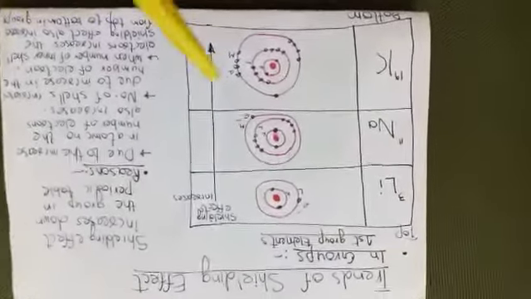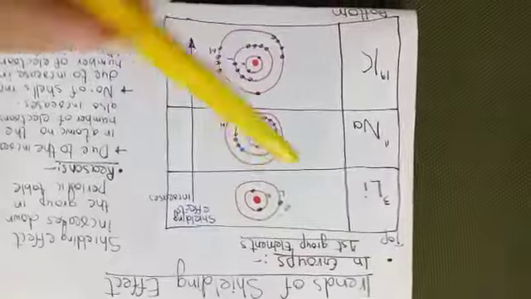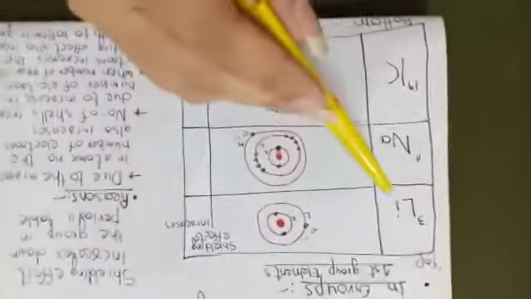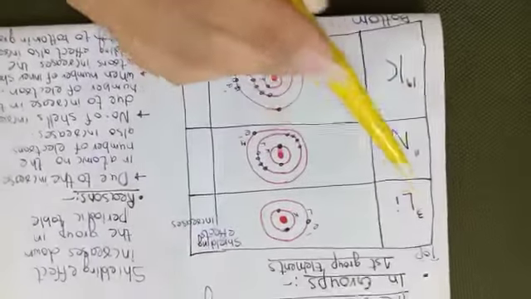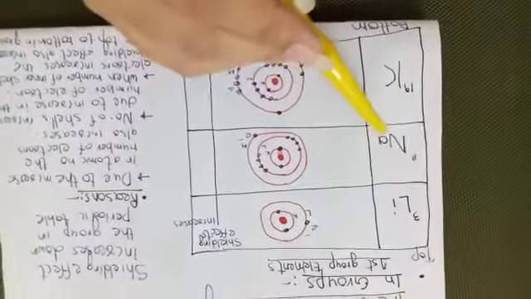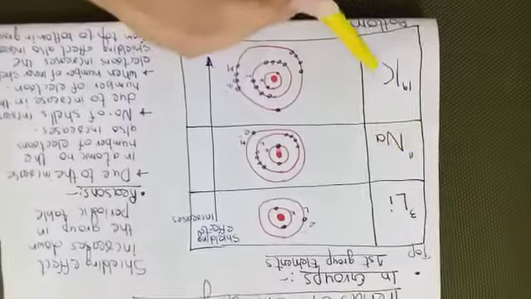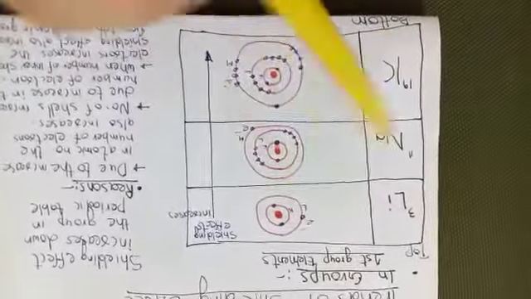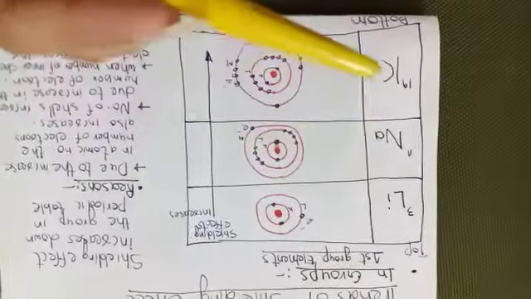the groups. Now class, here we will consider the first three elements of the first group. So class, the first element is lithium, having atomic number 3. The second element is sodium, having atomic number 11, and the third element is potassium, having atomic number 19. So class, here we will discuss the electronic configuration of each and every element.